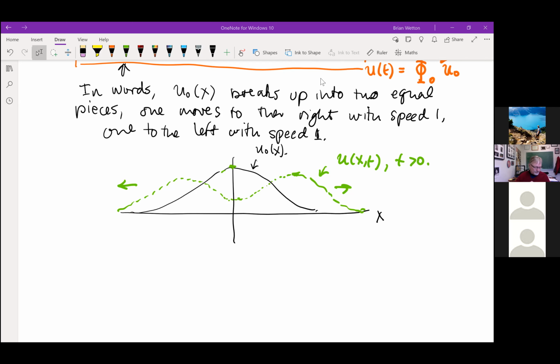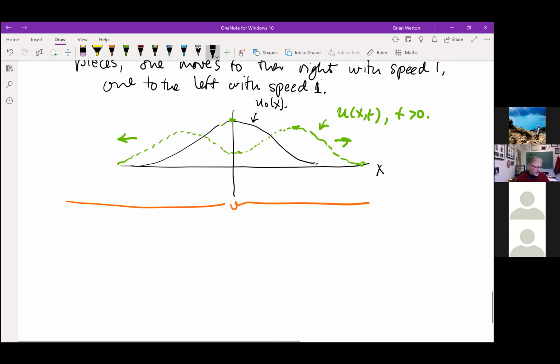Okay, so we've solved for one of the Cauchy problems with D'Alembert's solution. Let's solve for the other one. So now let's solve U0 identically equal to 0 and U1 given. That's the du dt at time 0.